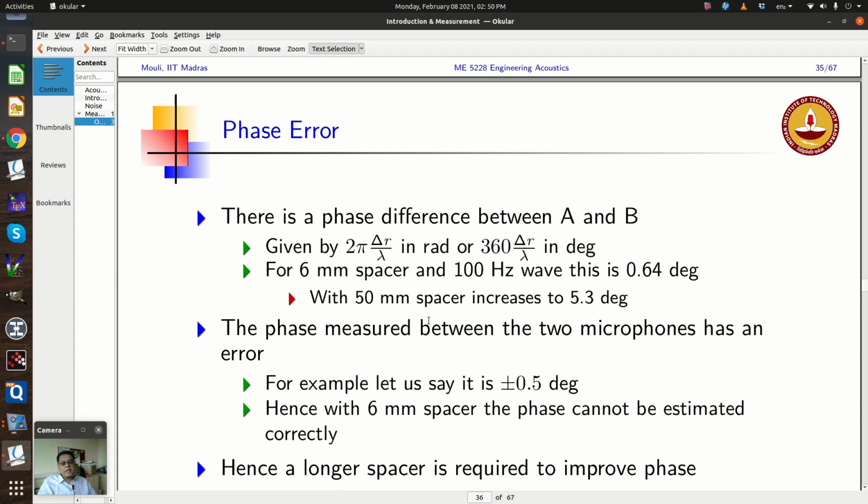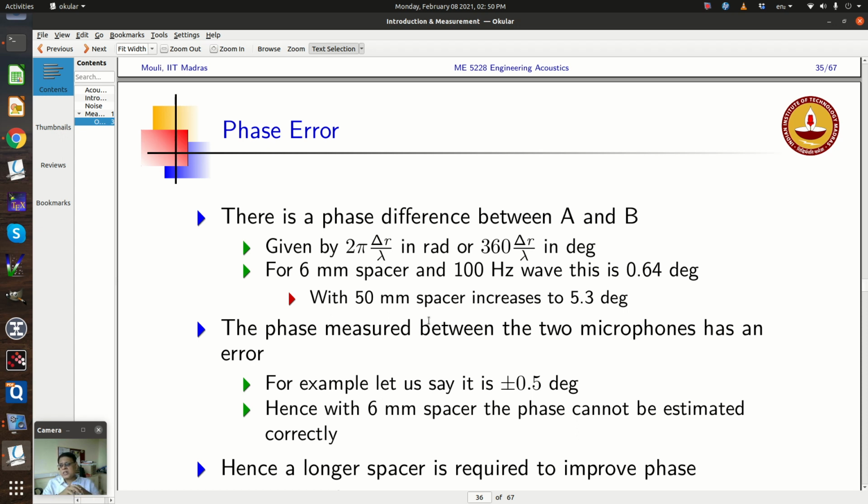The problem is that when I manufacture microphones, there is an error. There is a phase matching done during the manufacturing process, but it cannot be 0. When they say phase matched, that means the error in the phase measurement between the two microphones is plus or minus half a degree, let us say. Okay, so plus or minus half a degree is the error.